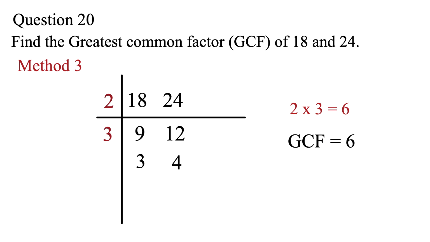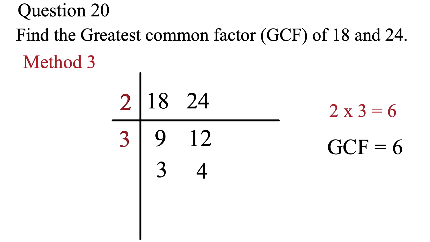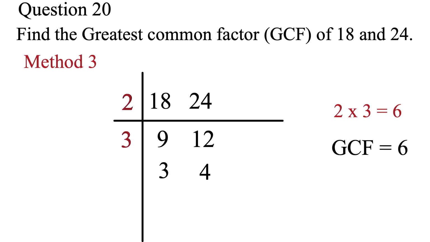It's important that you know your multiplication table. It will help a lot. Once you're very good with your multiplication table, you won't even need any of these three methods. You'll be able to straight up tell that 6 is the highest number that can divide both 18 and 24.